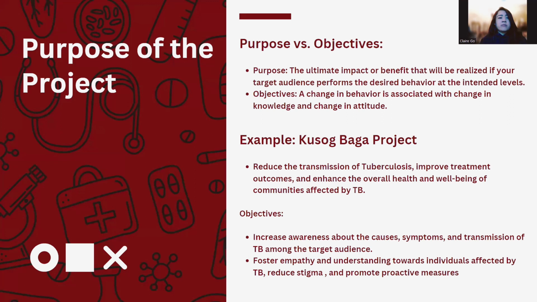So let's identify the purpose of the project by discussing the difference between purpose and objectives, using our tuberculosis awareness project as an example. So purpose is the ultimate impact or benefit of our project, such as reducing TB transmission and improving treatment outcomes. Objectives are specific changes in behavior linked to changes in knowledge and attitude. For instance, we aim to increase awareness about TB and change attitudes towards the disease by reducing stigma. With clear purposes and objectives, our efforts are directed towards meaningful outcomes and positive change in fighting tuberculosis.